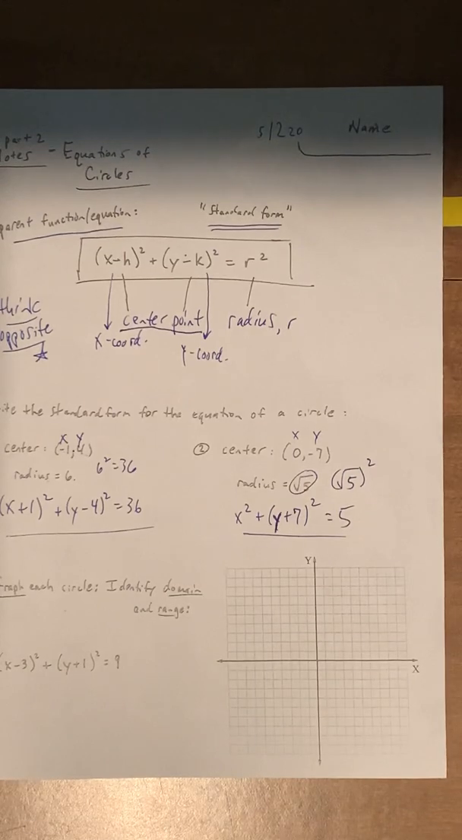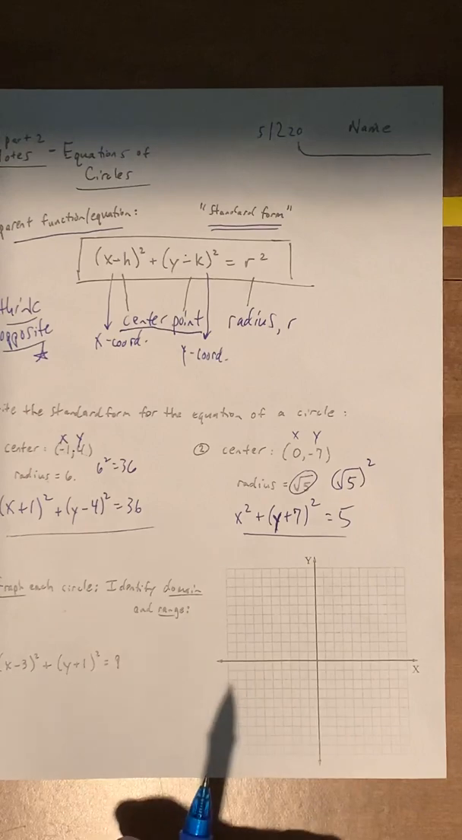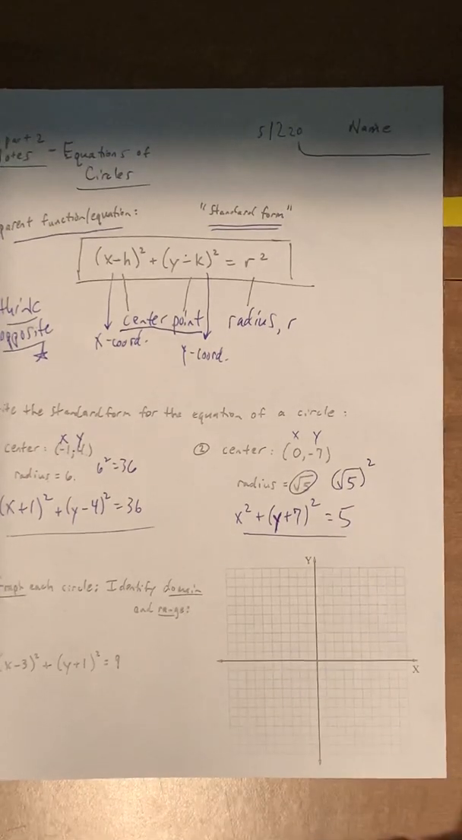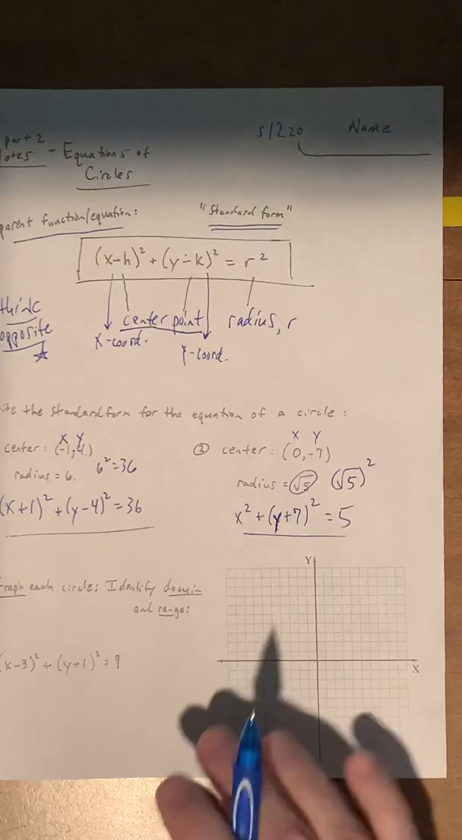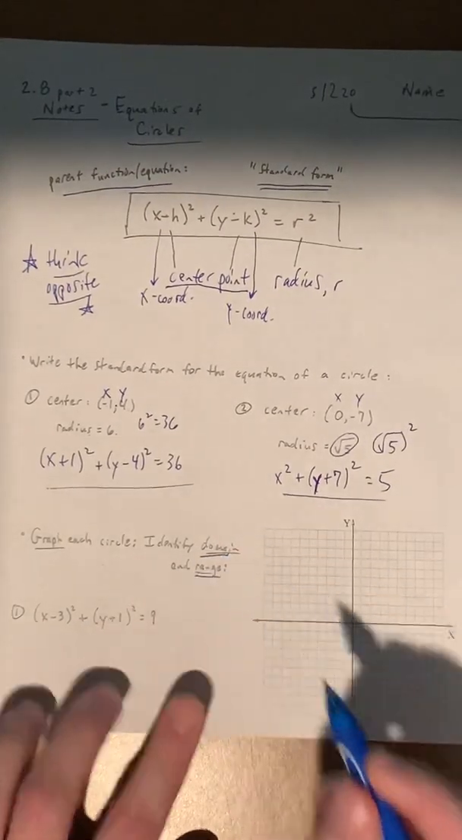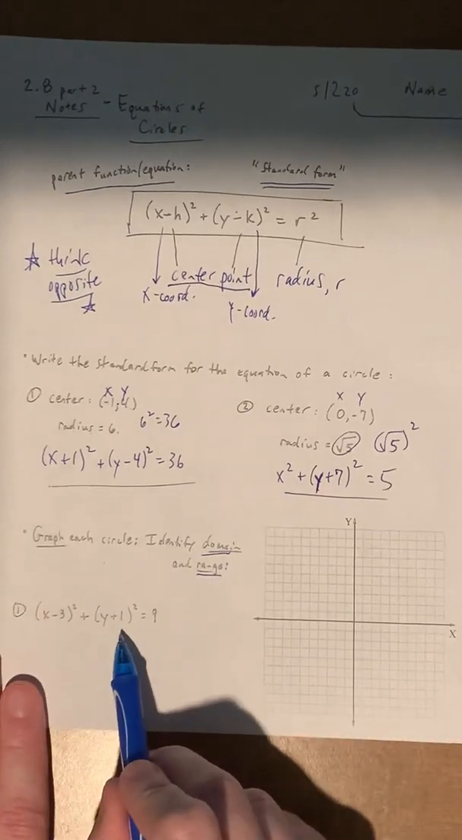Okay? All right, now we're going to practice some where we are given the equation and we're going to identify the radius and the center point and simply graph the equation. We're also going to quickly give the domain and range, and that's easy to do. I'll show you how to do that. All right, so number one, here's your equation.